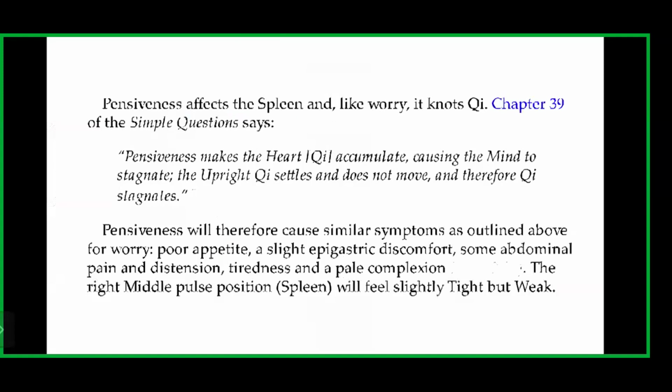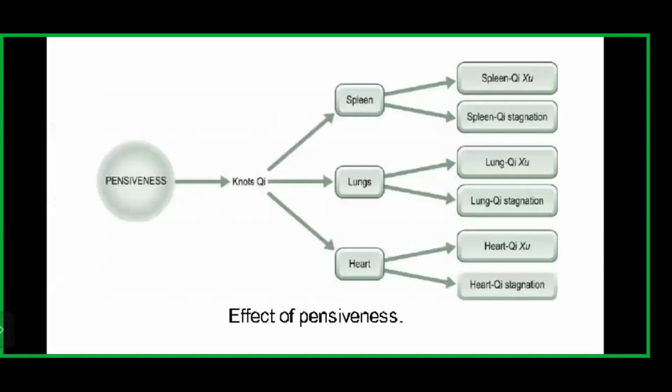Chapter 39 of the Simple Question says, pensiveness makes the heart chi accumulate, causing the mind to stagnate. The upright chi settles and does not move, and therefore chi stagnates. Pensiveness will therefore cause similar symptoms as outlined above for worry: poor appetite, a slight epigastric discomfort, some abdominal pain and distension, tiredness, and pale complexion. The right middle pulse position, which is the spleen, will feel slightly tight but weak.